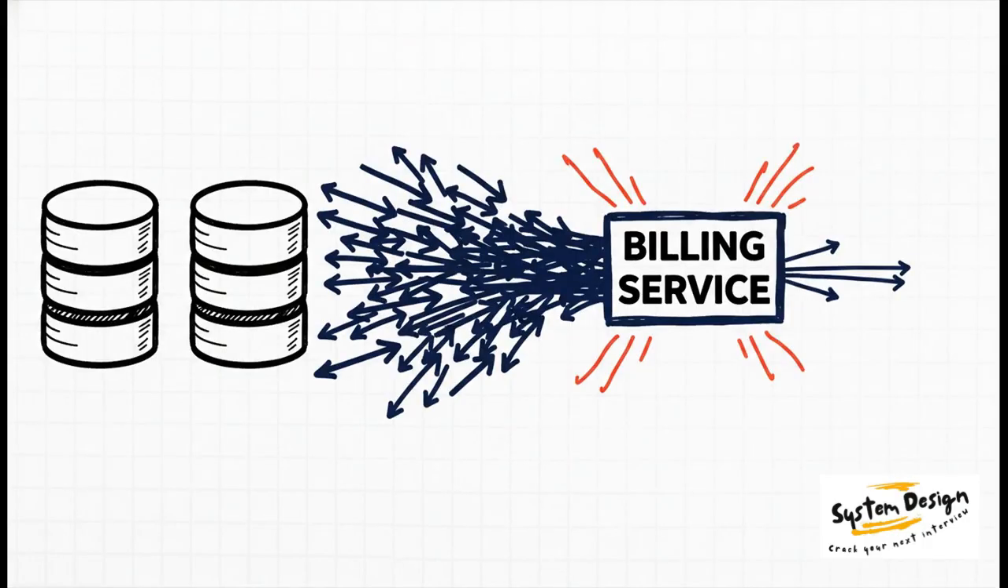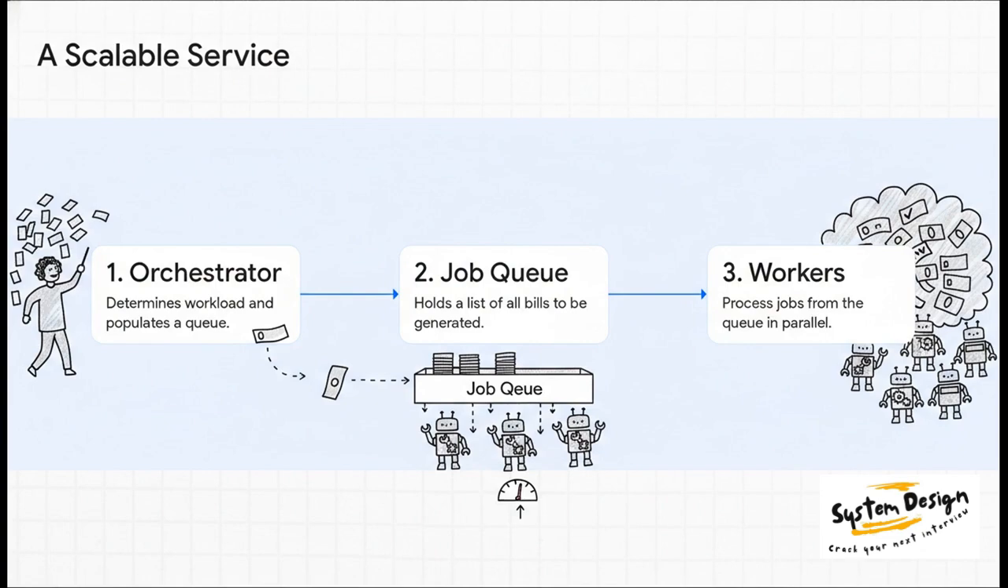But here's the thing. Solving the data storage problem is only half the battle. The billing service, that engine that actually does all the work, it also has to be able to process millions of bills at once. We need a design for our engine that's just as scalable as our database. And the solution here is a classic, really powerful pattern. You have one thing called an orchestrator. Its only job is to figure out all the bills that need to be generated and put each one as a job into a job queue.